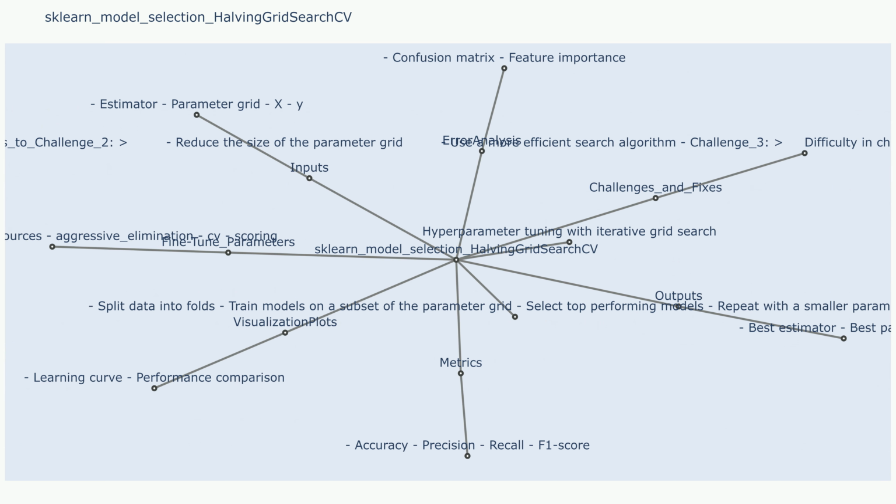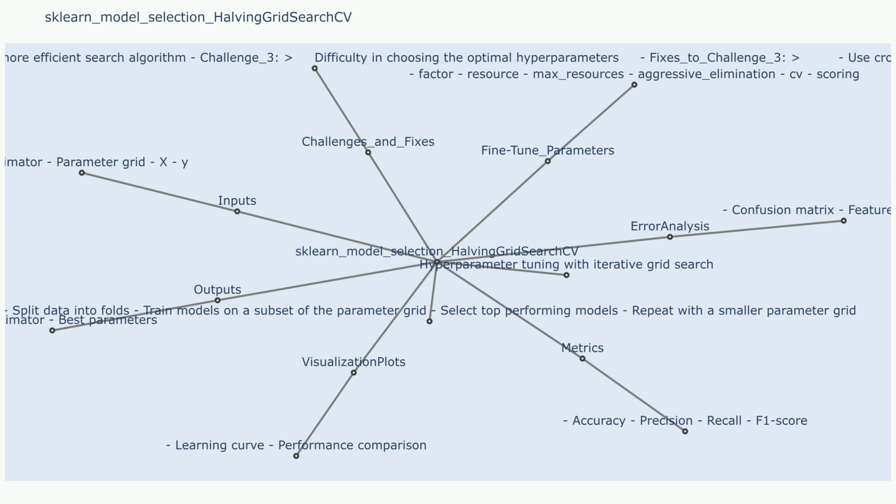Outputs: best estimator, the estimator that achieved the best performance on the validation set. Best params, the best hyperparameter combination found during the search. Best score, the best score achieved by the best estimator on the validation set.